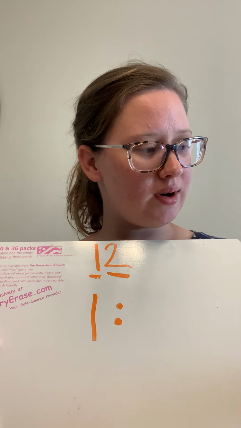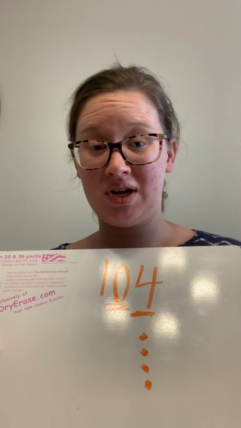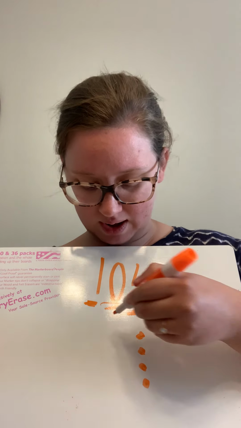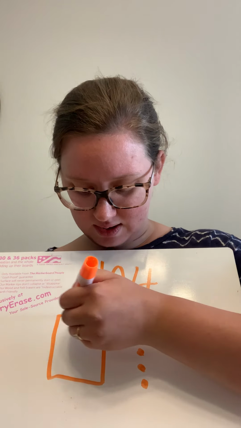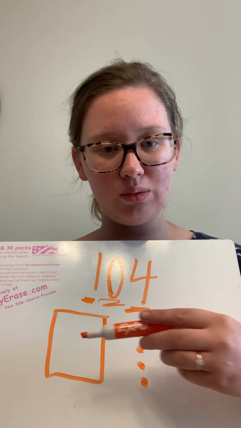Let's do C together. 104. Start in my ones place. How many units do I need? 1, 2, 3, 4. Tens? There's no tens. Don't need to draw anything for my tens place. And here is my hundreds place. Remember, our hundreds are flats. And a flat is a giant flat square. So 104.